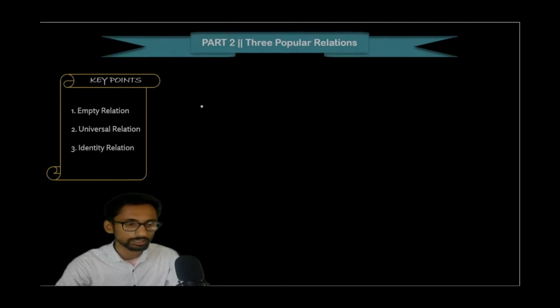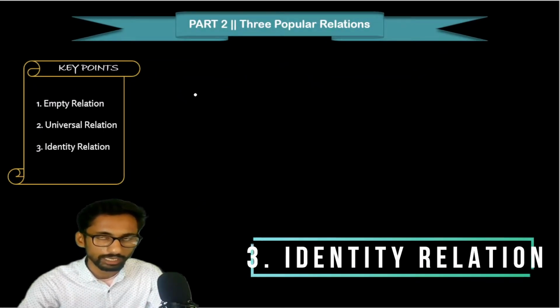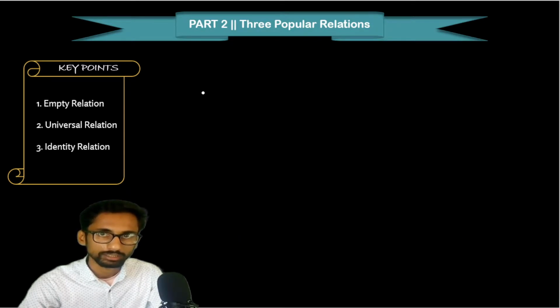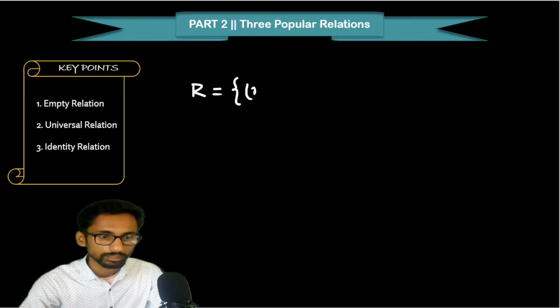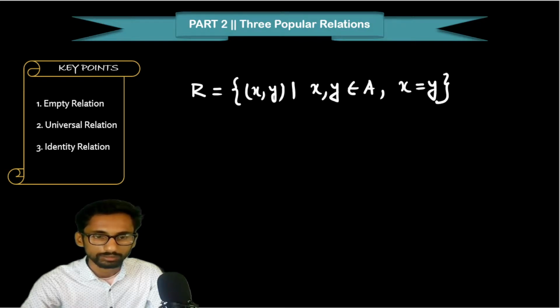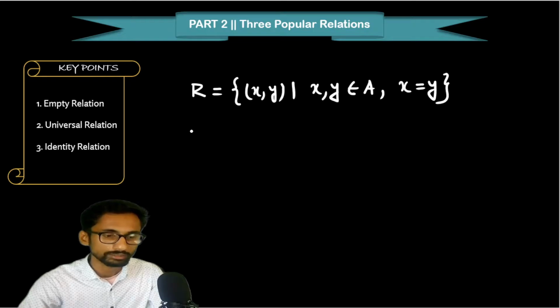Third or the last popular relation is identity relation. Identity relation simply means that the element is related to itself only. For example, consider this definition of R x, y such that x, y belongs to the set A defined by x is equals to y.